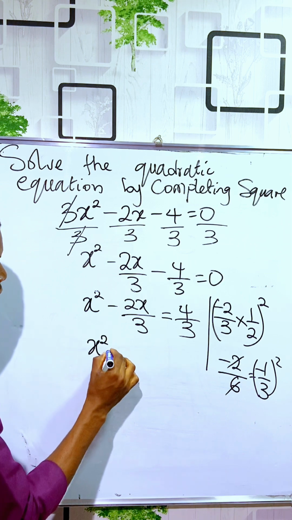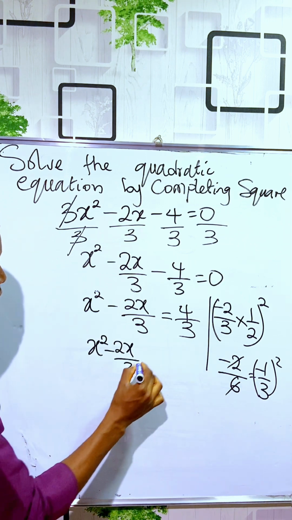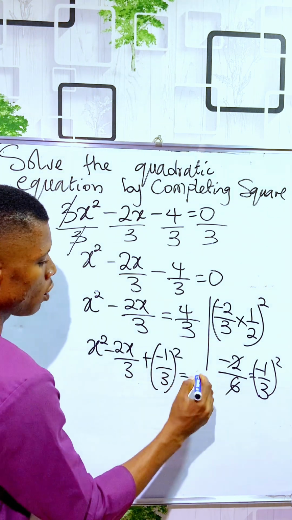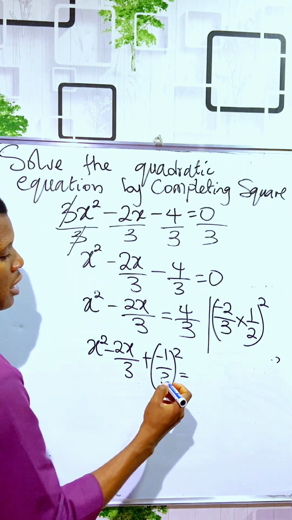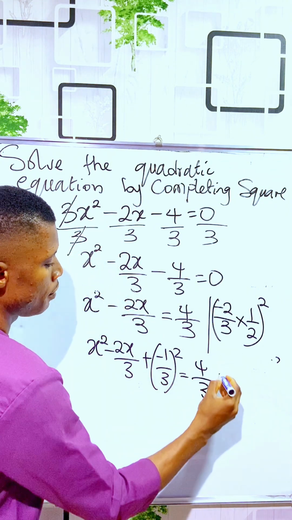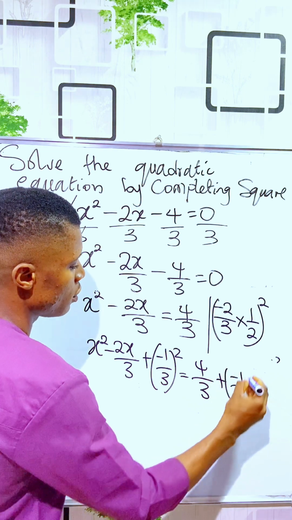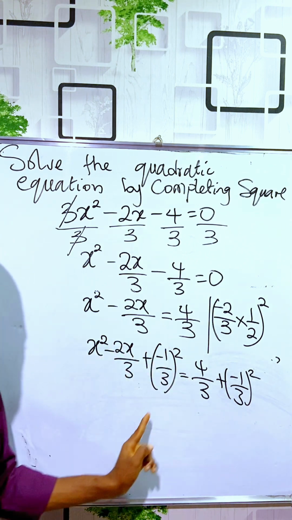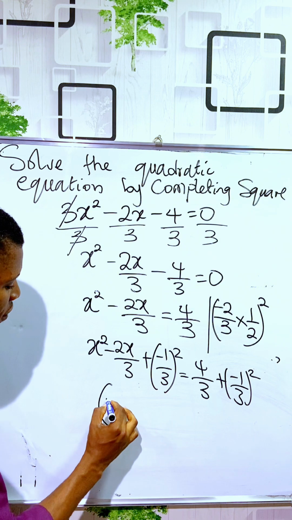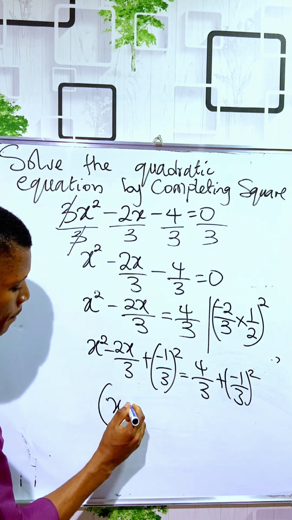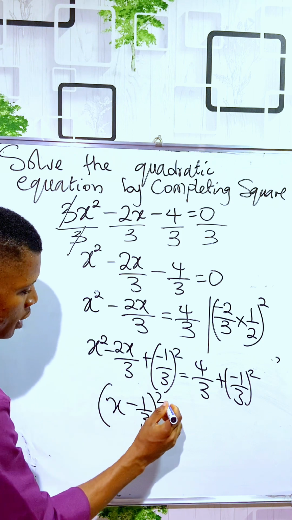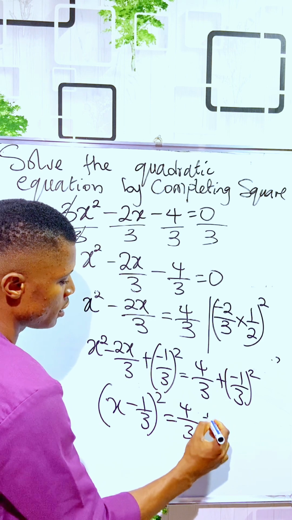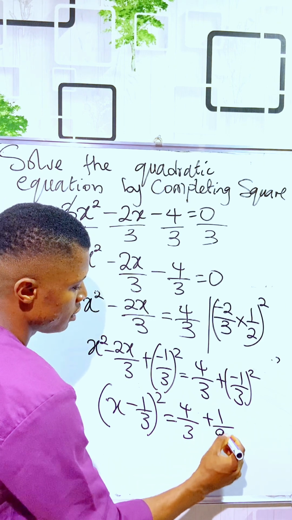We have x squared minus 2x over 3 plus minus 1 over 3 all squared is equal to 4 over 3 plus minus 1 over 3 all squared. Okay, then the next thing, this side has now become a perfect quadratic. You can now see we have it as x minus 1 over 3 all squared is equal to 4 over 3. Minus 1 squared is 1, 3 squared is 9.